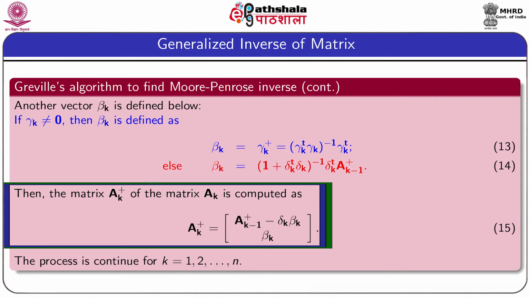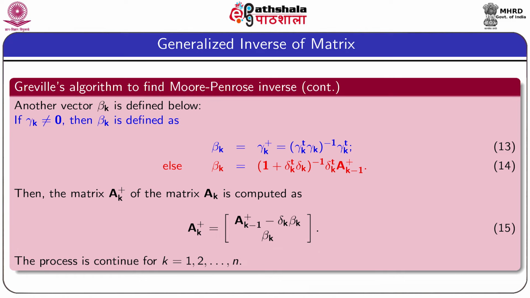Then the Moore-Penrose inverse of the submatrix A k, that means A k plus, is computed as a matrix containing two rows. The first row is A k minus 1 plus minus delta k into beta k, and the second row is beta k. This process is continued for k equal to 1 up to n, where n is the number of columns of the matrix A.